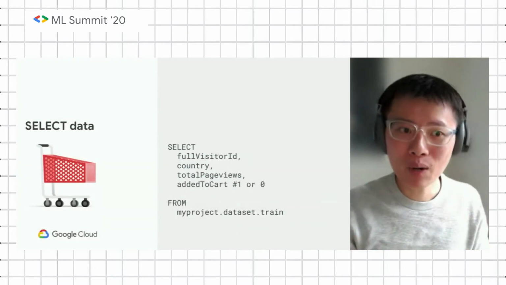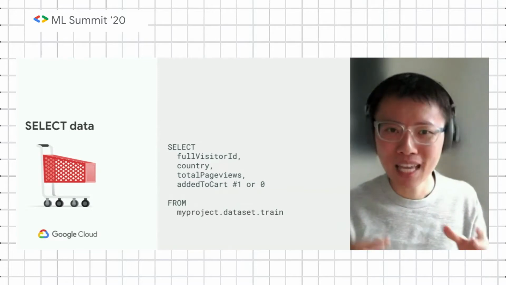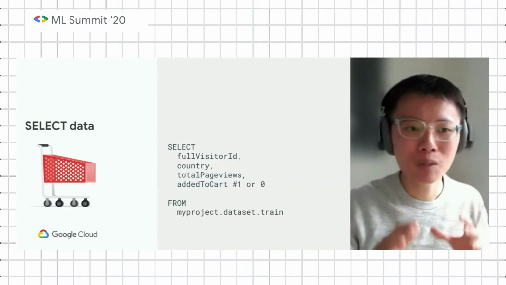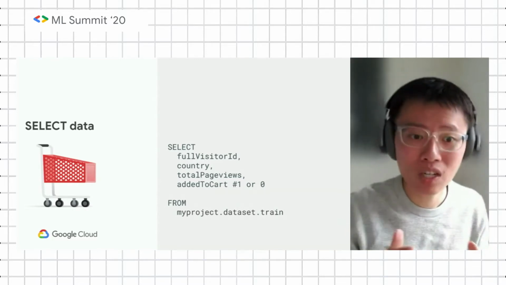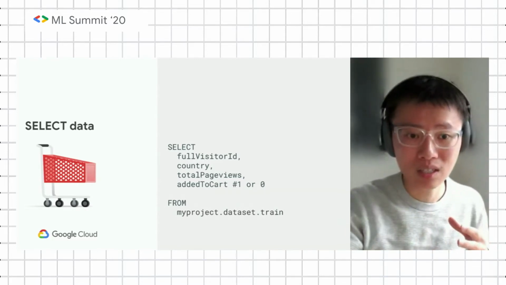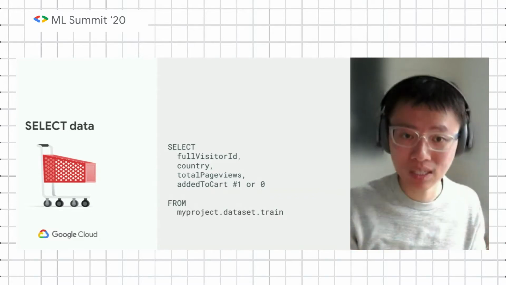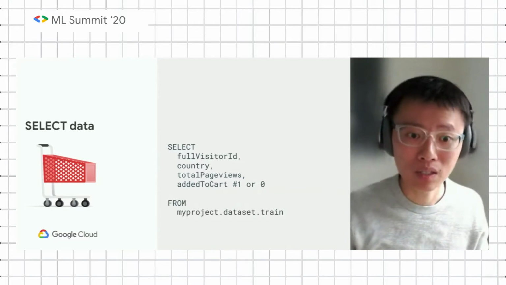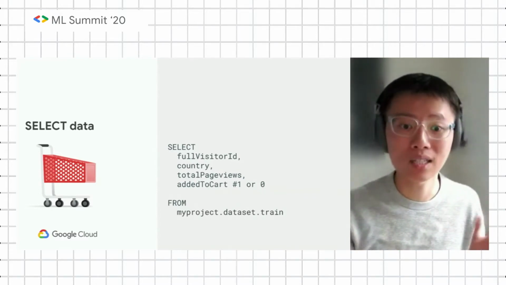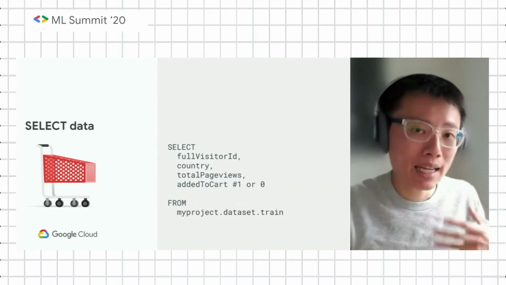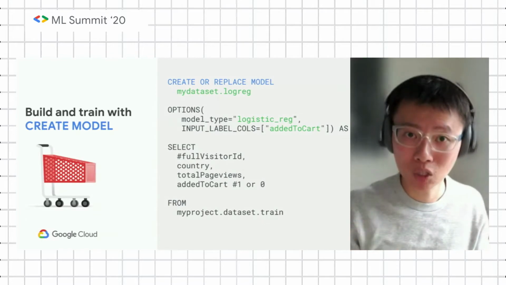In BigQuery ML, it's just four very, very simple steps. Even before BigQuery ML, you might imagine you could be doing a select statement. So here I'm selecting the full visitor ID, the country of the visitor, the total number of page views that the visitor has made during that particular session, and whether or not they added something to the cart. So this is a simple select statement, and then from my project.dataset.train.